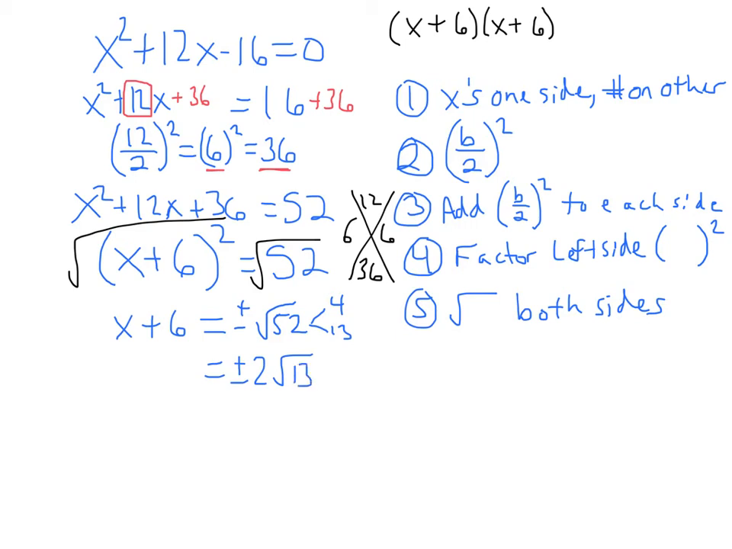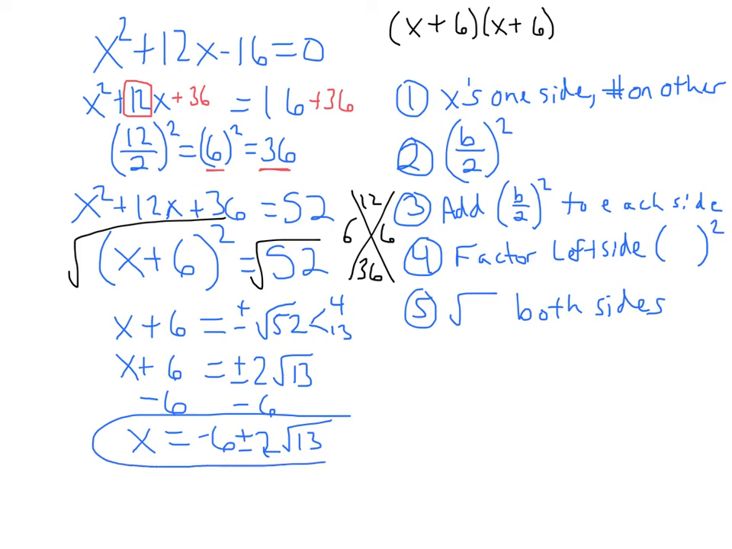So you have to remember to simplify that square root of 52, or whatever square root you might have. And we still have x plus 6 on this side. The last thing I need to do is subtract 6 from both sides. And I'm left with x equals negative 6 plus or minus 2 square root 13. So there's my exact answer.